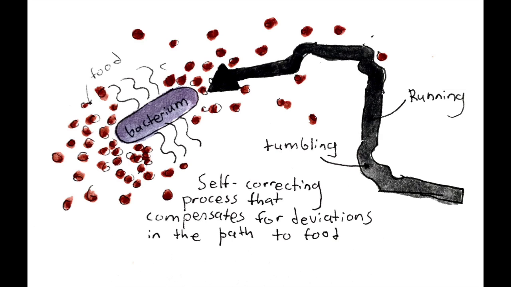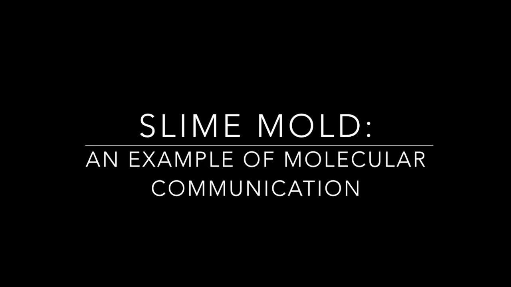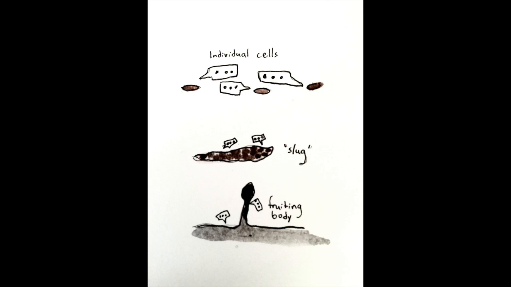This is actually how bacterium find food, applied to a chicken's very similar method of finding food. Self-correcting processes such as these compensate for deviations in the path to food. Single cells of Dictyostelium discoideum, or slime mold, can communicate at a molecular level by diffusing a chemical signal. This causes it to form an aggregate community that works together through molecular communication.